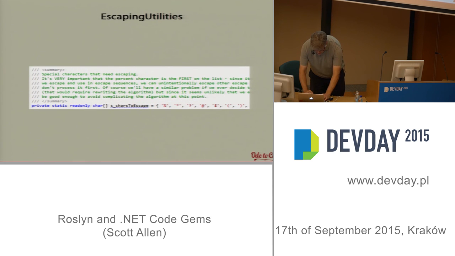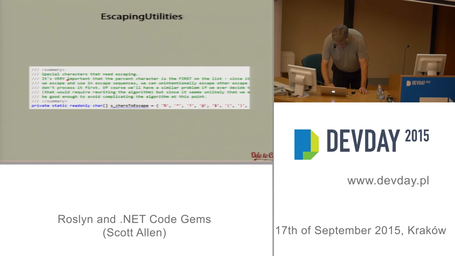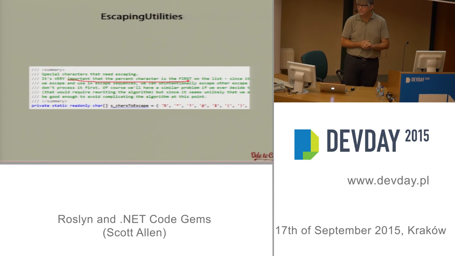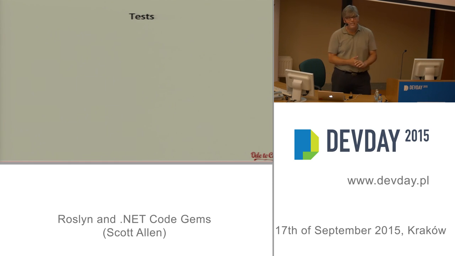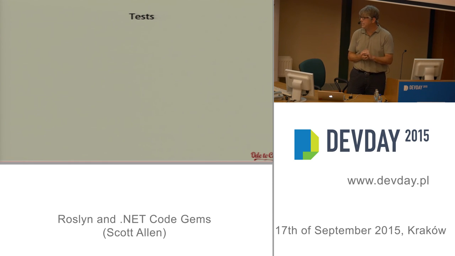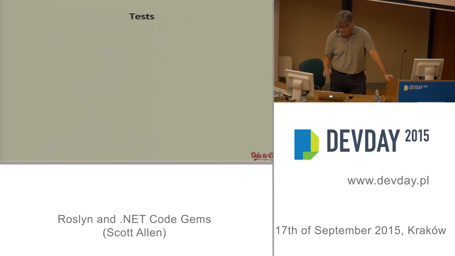Escaping utilities. It is very important that the percent character is first. Just remember that when you modify this code, when you submit the pull request. Are there interesting tests? Heck yes, there is a ton of interesting tests in Roslyn. And there are thousands of unit tests. And when you look inside of the unit test, you realize that there can be hundreds of asserts inside of each unit test. They're just asserting little different combinations. So overall, I don't know the exact number of tests in there, but I would imagine it would easily be in a couple hundred thousand.